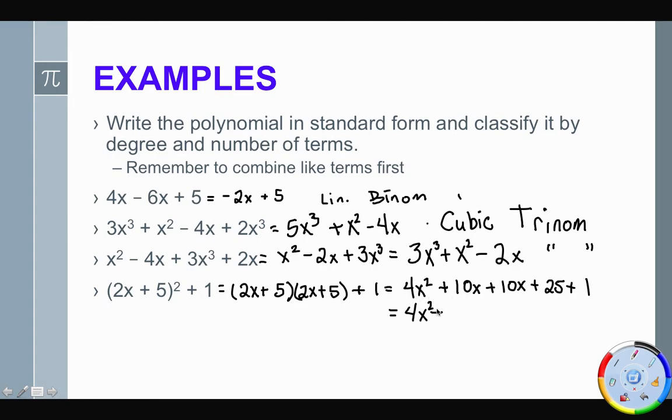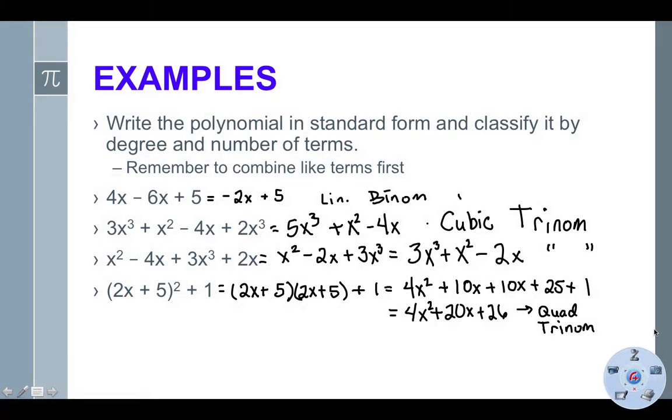10x and 10x makes 20x. 25 and 1 make a 26. And this is a quadratic trinomial. Trinomial because it has 3 terms.